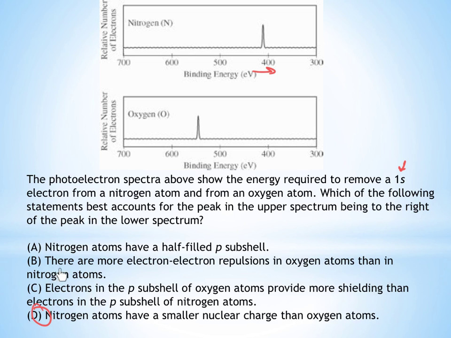And finally, B talks about there being electron repulsion, and more so in oxygen than in nitrogen. Well, actually, in the 1s orbital, they both have 2 electrons, so their repulsions should be the same. Which leads me by a process of elimination to letter D being the correct answer. A, B, and C are incorrect, but D is definitely the most correct.